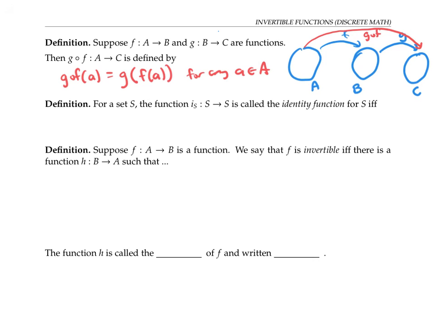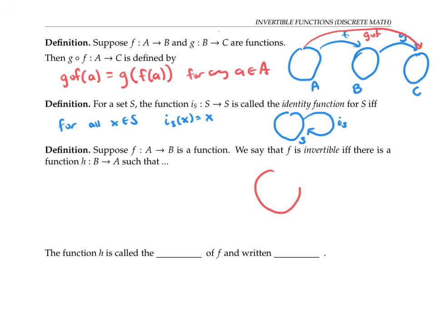A. Another definition: if we have a set S, then the function I sub S that takes S to itself is called the identity function for S if it just takes every element of S to itself. In other words, for all x in S, I sub S of x is just x.